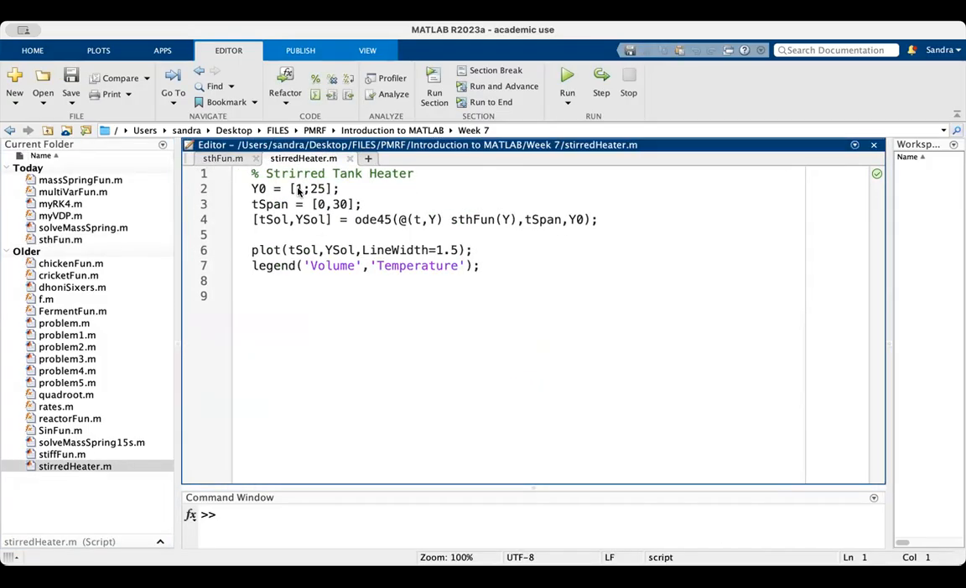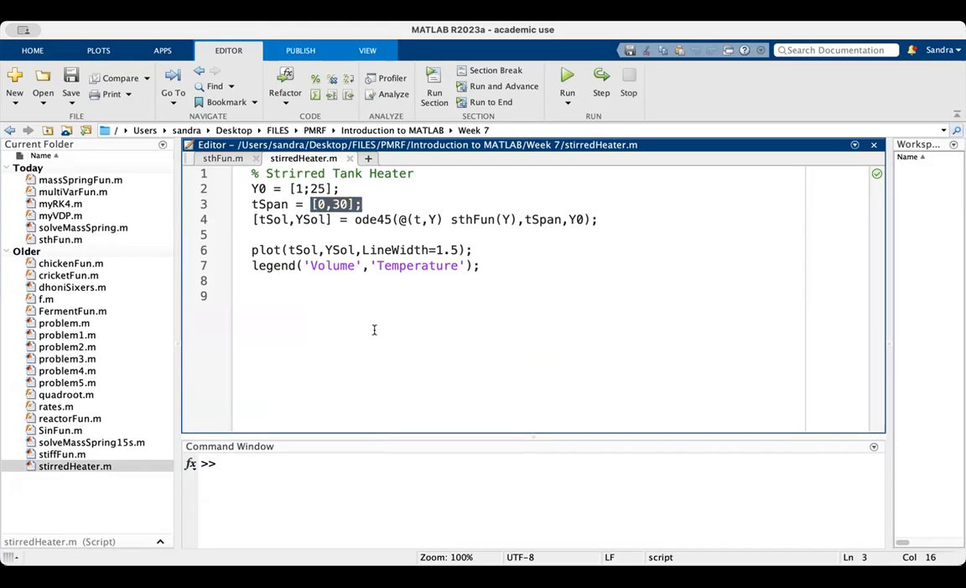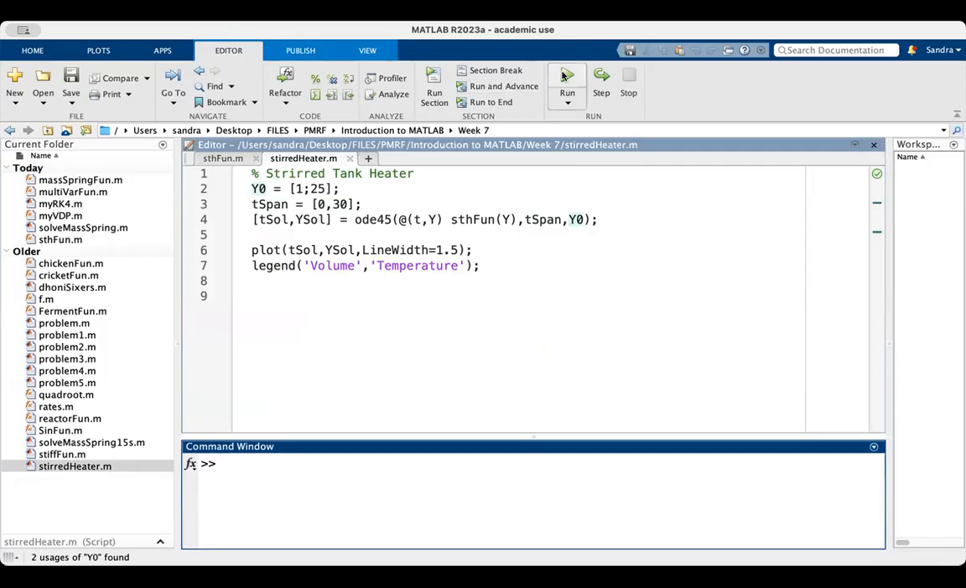You have to solve it for, so this is the initial condition. Volume is 1 liter, temperature is equal to 25 degrees Celsius. T span, let us do it for the first 30 minutes or something, 0 to 30. I'm using ODE45. T and Y are my variables. This is the function of my ODE functions. T span is from 0 to 30 and Y is 125. So let me run this and I'm plotting both.